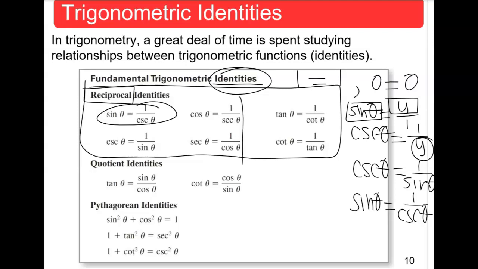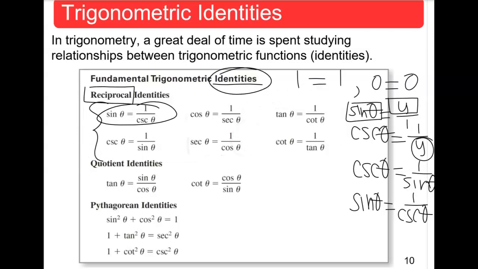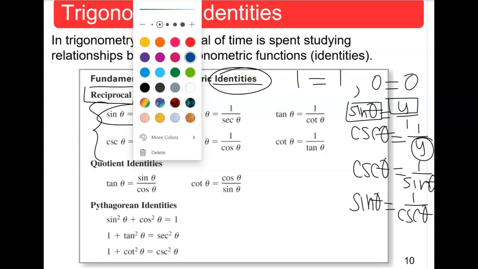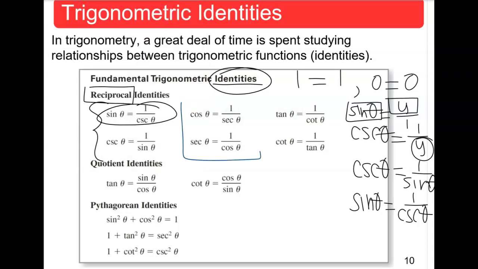So we could also say that secant of theta is equal to 1 over cosine of theta. And they are here, I don't need to rewrite them. We do have all of them. So secant and cosecant are reciprocals, and so are tangent and cotangent.